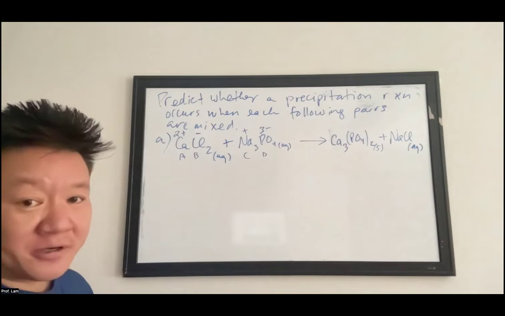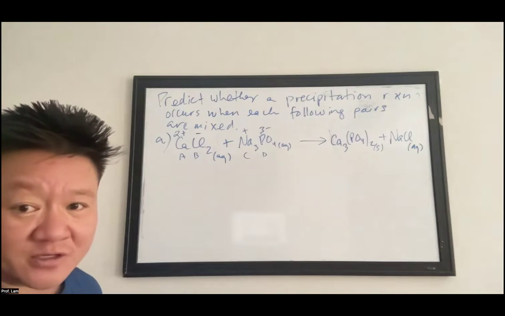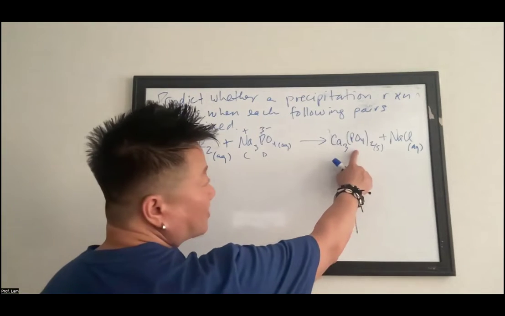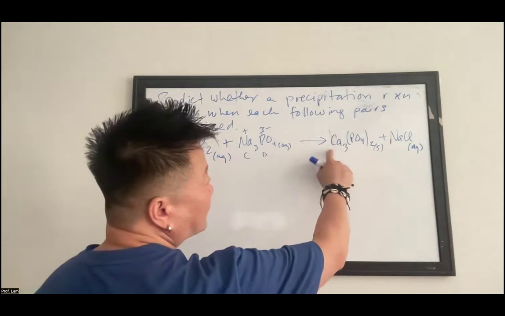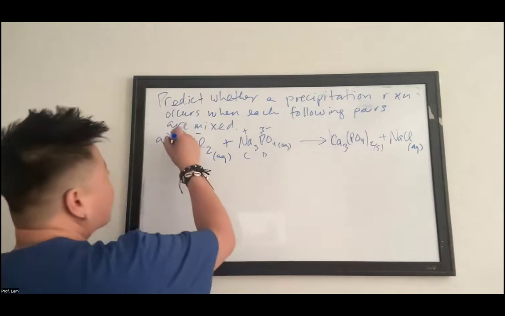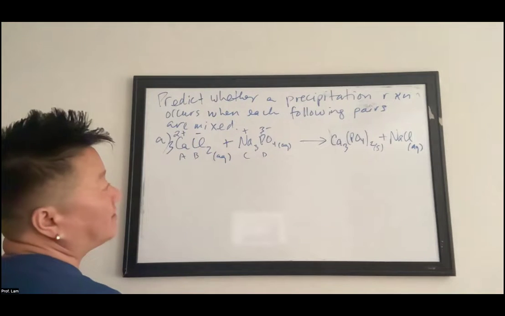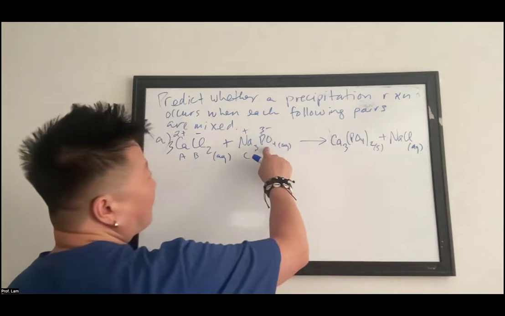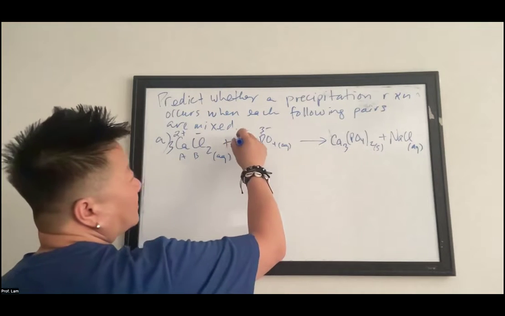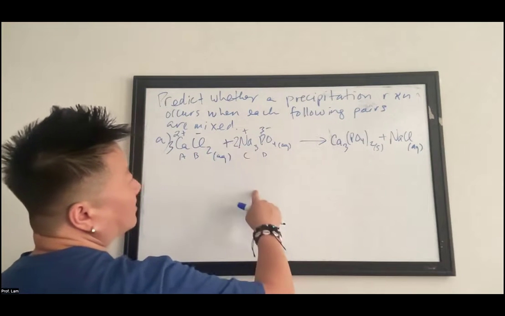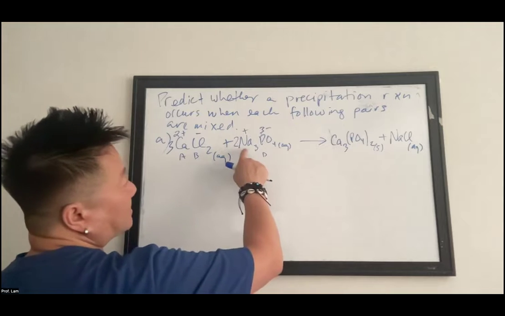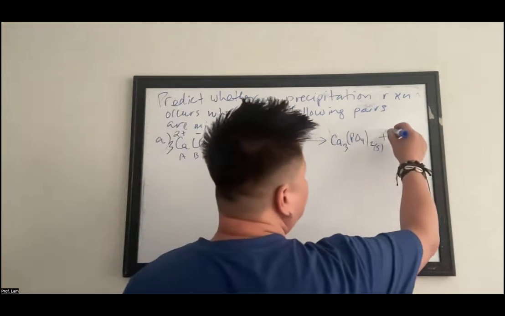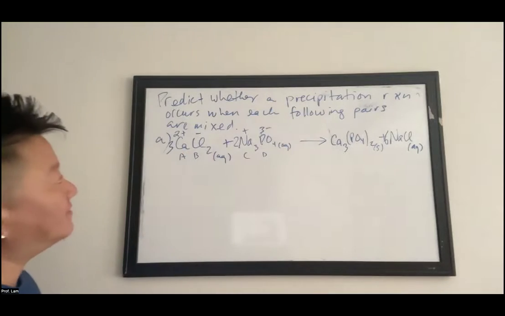After you've predicted products, you will balance the equation now. So let's see, this is the most complex. I see 3 calciums on the right side, so I need to throw a 3 in front of here. I see 2 phosphates on the right side, only 1 phosphate here, so I'm going to put 2 there. Which now makes 6 sodiums. 2 times 3 is 6 sodiums, so I need to put a 6 in front of NaCl.